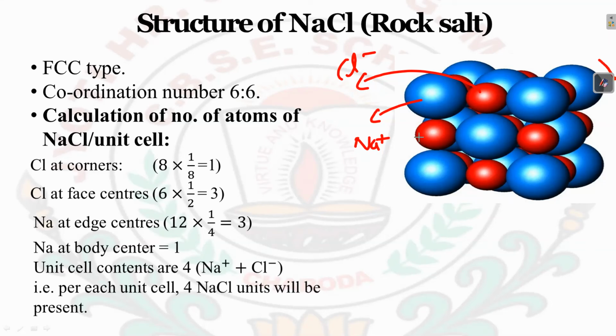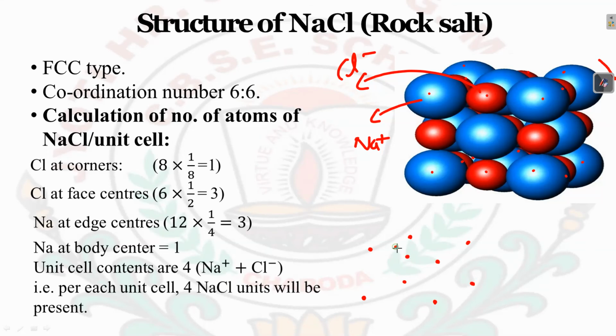Then you can see Na plus, Na plus, Na plus, eight Na plus at the corners. Here also, 1, 2, 3, 4, 5, 6, 7, 8 at the corners. So here two different cubes are formed. One cube is like this and another cube is like this.